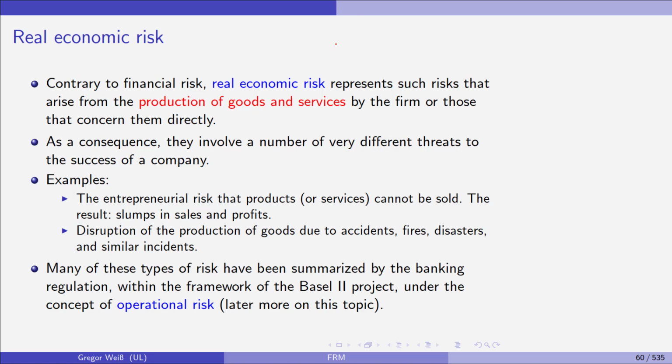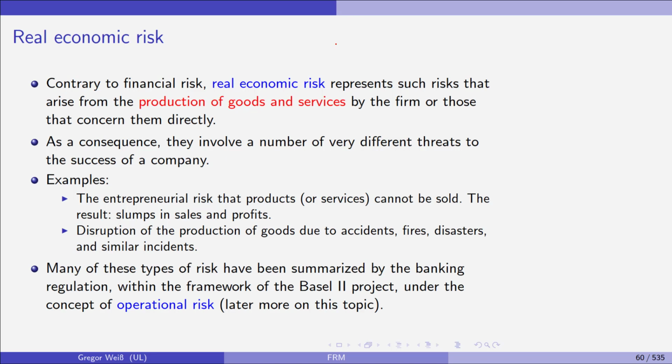For example, if you've bought a stock, and if the price of the stock goes down, then you have an immediate financial loss. In the case that you are selling fewer products, that's not really direct. You might have a disruption of the production of goods due to accidents, fires, disasters, similar accidents, the pandemic. Now, these are real economic risks. And yes, they are also sometimes dealt with in financial risk management, but only some of these real economic risks, and then we'll call them operational risk.